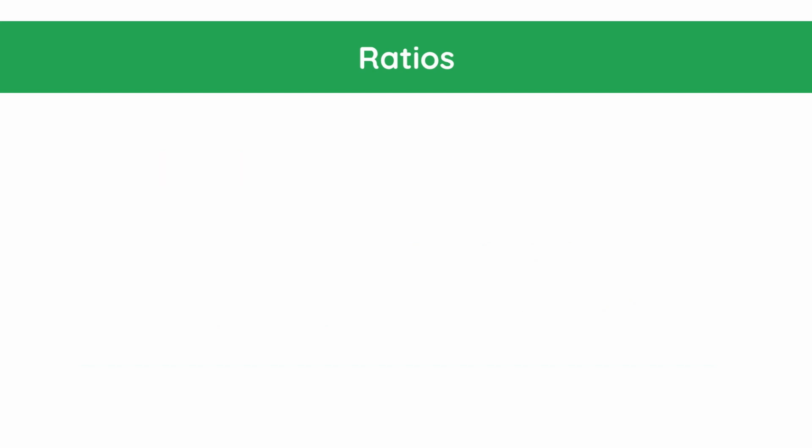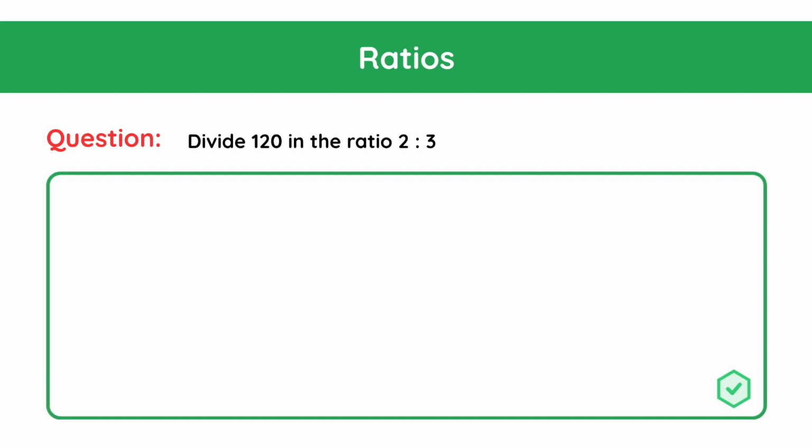Now let's move on to the most common type of question. Divide 120 in the ratio 2 to 3. For these questions, we always follow 3 steps. Step 1. Add the parts of the ratio. 2 plus 3 is 5. So we have 5 parts in total.